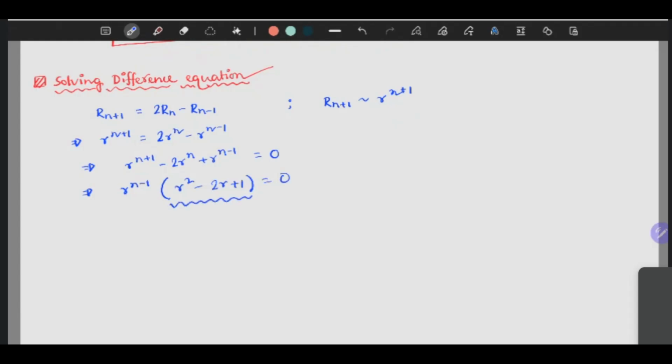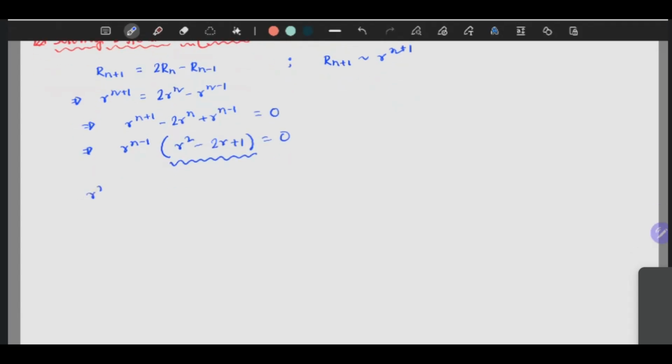And this thing, r squared minus 2r plus 1 equal to 0, is called the characteristic equation. Okay, so if you solve it, here r equal to 1, both the roots are r equal to 1, so basically it becomes 1 to the power n, right?